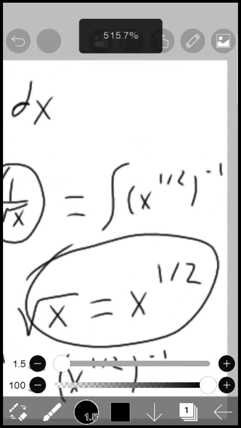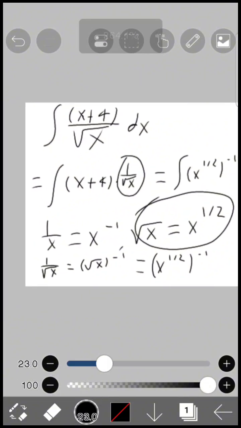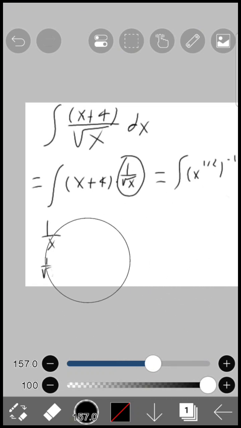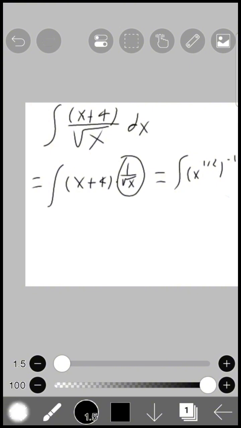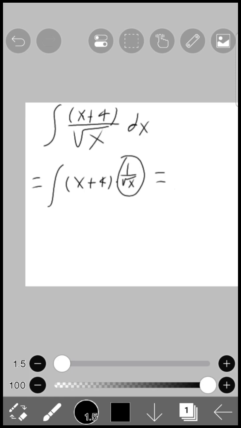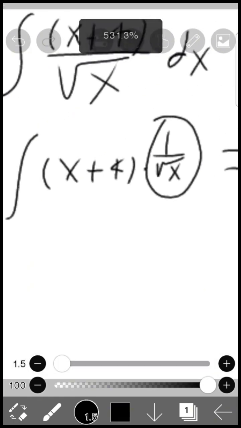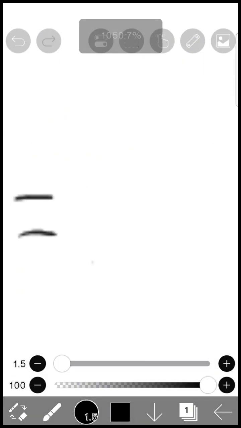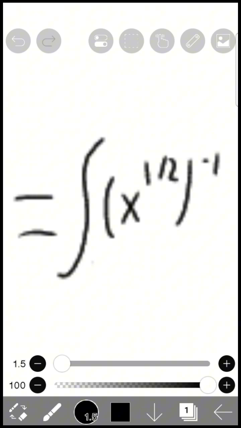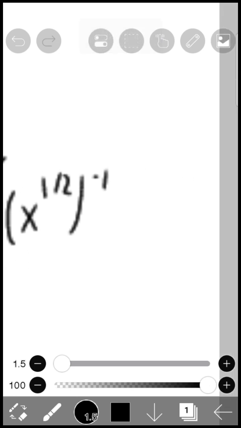Alright, so I can't fit it here because our platform is very small. So we're going to go ahead and erase this entire thing, hoping that we don't forget a single detail. So now that we know we can use the laws of exponents to solve this integral, we can go ahead and say this is x raised to the power of 1/2, raised to the power of negative 1, and then times the quantity of x plus 4.